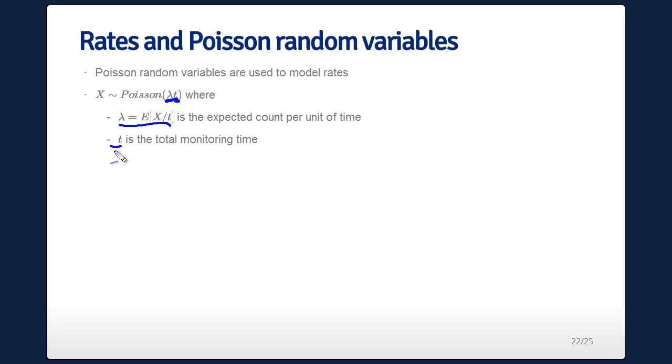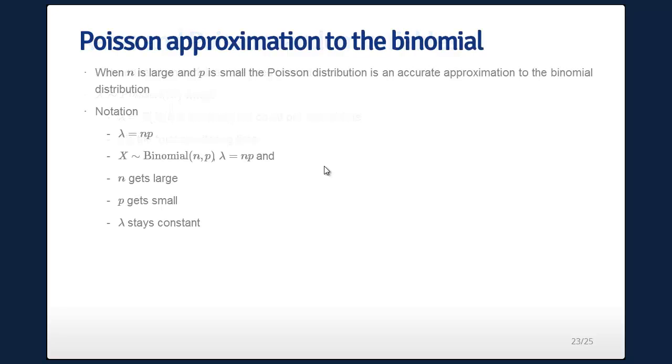So we always use the Poisson distribution this way, where we think of t. Sometimes t is 1, in which case it drops out. But in our heads, we're always thinking of a Poisson random variable as a model for rates. Here's the Poisson approximation of the binomial if you ever need to use it. We assume that lambda is n times p, and x is binomial with n and p. Recall we're making lambda equal np, and n gets large and p gets small, but lambda stays constant. Then you can approximate x as Poisson.